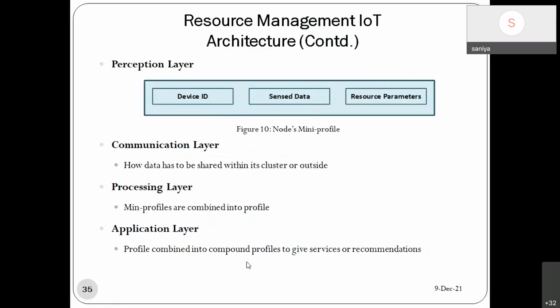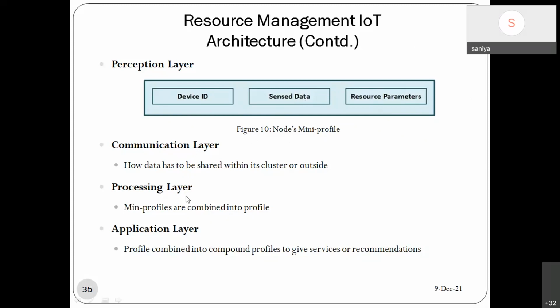Talking about the resource management architecture, there is a perception layer. You have a node, the IoT devices. There will be a device ID, some sensor data, and the resource parameters. You are going to save the resources of these IoT devices: how much energy is left, how much energy it had, how much storage it has, and so on. So there will be a mini profile of this node. Whatever it senses, whether sensor data or a resource parameter, it communicates to the processing layer.